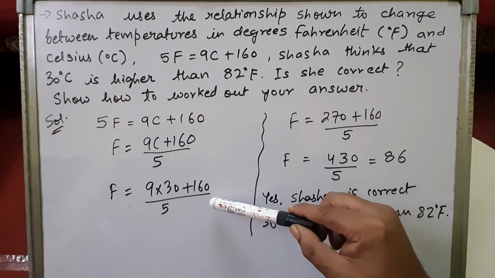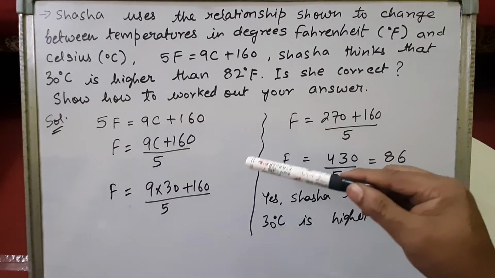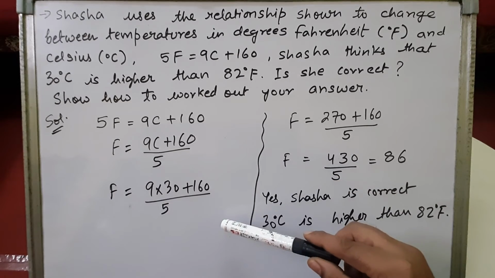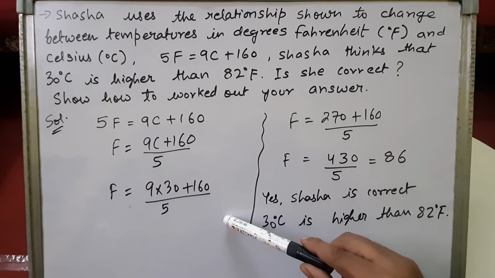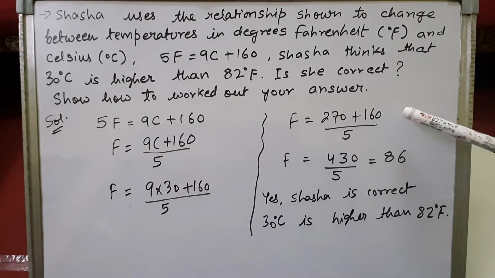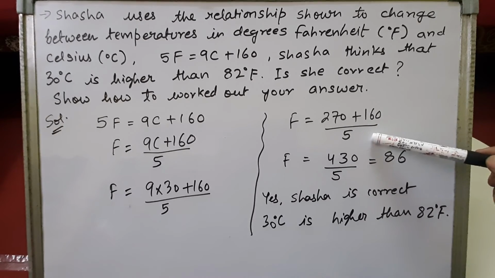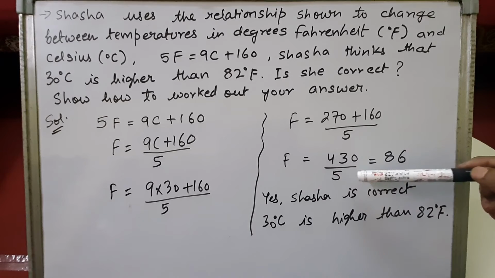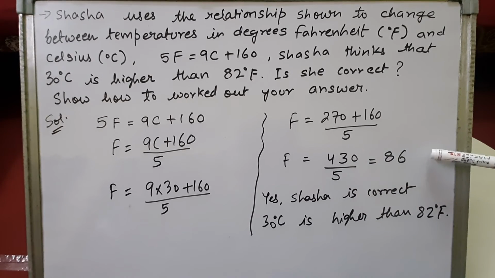Now let's substitute the value of C, which is 30 degrees Celsius. We have to convert 30 degrees Celsius into Fahrenheit. Then we can comment whether it is greater than, less than, or equal to 82 degrees Fahrenheit, right? When we substitute C equals 30, we get F equals 9 into 30 plus 160 whole upon 5. 9 into 30 is 270. 270 plus 160 is 430 upon 5, and 430 divided by 5 gives us 86.